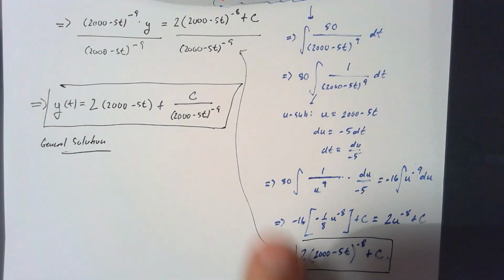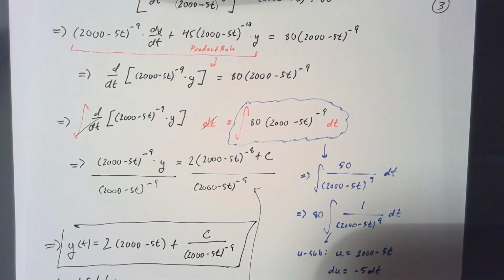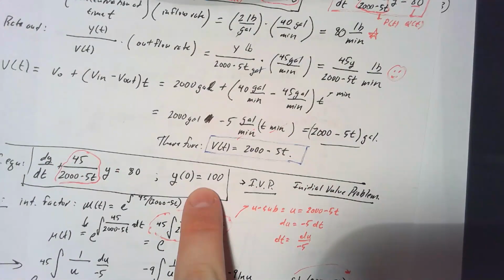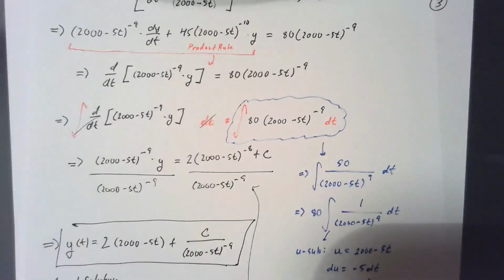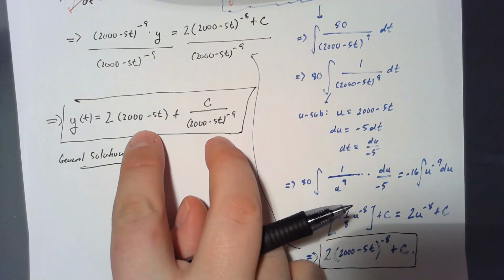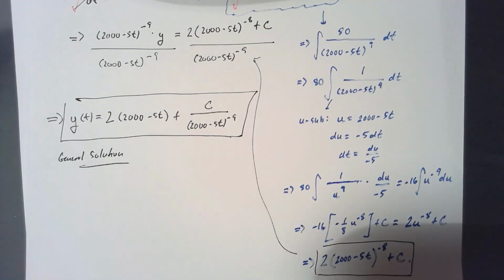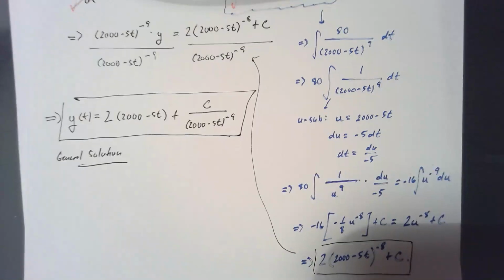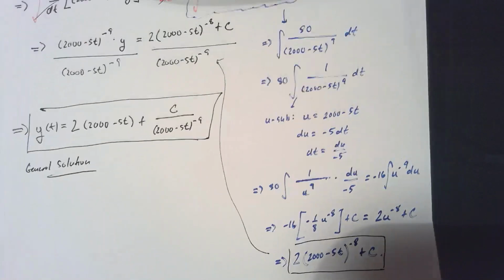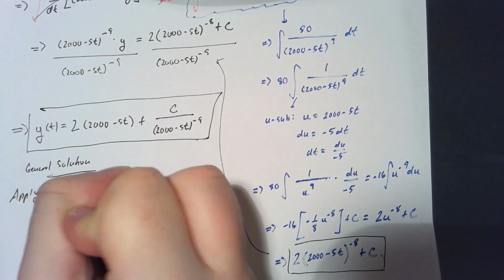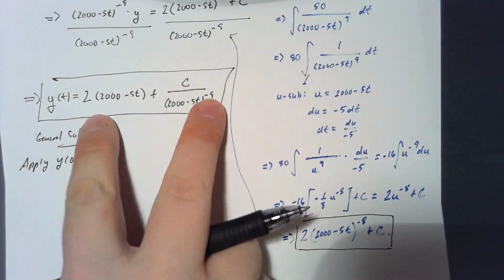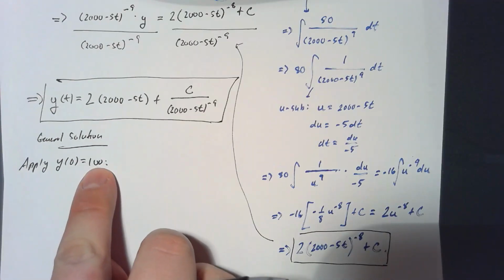But we're not done. I want to find c. How do I do that? The initial condition. So if I plug this in and set it equal to 100 and then solve for c, then I'll have my differential equation solution for the amount of salt in this tank, or the amount of, what is it, additive. So apply the initial condition. So plug 0 in and then solve this, or set this equal to 100 and then solve for c.